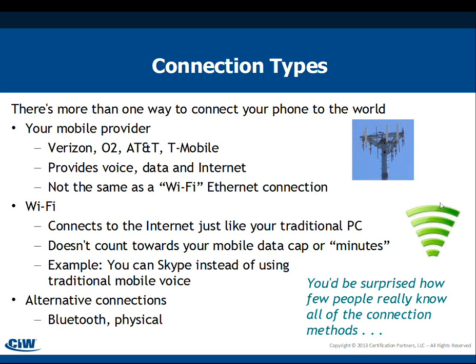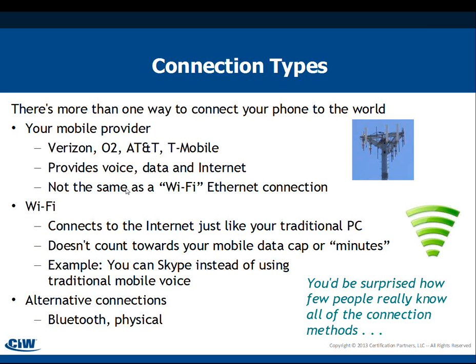While you're typing that in, one of the first things to talk about, I suppose people who've jailbroken their phone know this, but there's more than one way to connect your phone to the internet or the web or whatever you want to call it. First of all, there's through your mobile provider. That's through the cell phone tower, okay? Verizon, O2 if you're in Europe and the UK, AT&T, that sort of thing. That provides voice, data, and internet. It's not the same, though, as your Wi-Fi Ethernet connection.